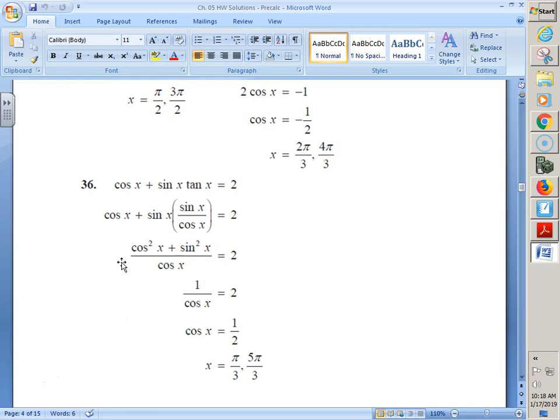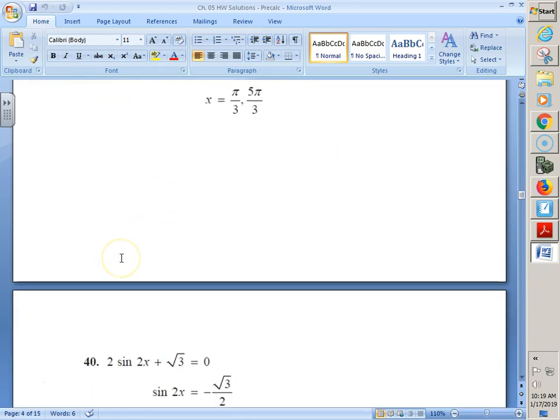Shout out. Squish it together. Then we multiply to the other side. Then we say, wait. What's cosine squared plus sine squared? It got so much easier. Cosine ends up being 1/2, which only happens at pi over 3 and 5 pi over 3 in the interval.